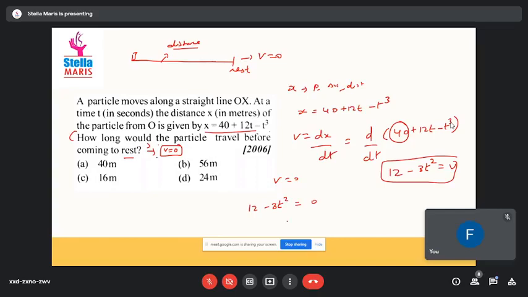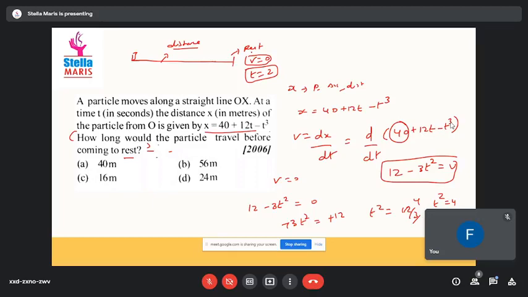Minus 3t squared is equal to minus 12. This one cancelled. So t squared is equal to 12 divided by 3, so this will go 4 times. So t squared is equal to 4. T is equal to 2. Very good. So how long would that particle travel before coming to rest? At rest, velocity is equal to 0. T is equal to what? 2 seconds. That you have found out.